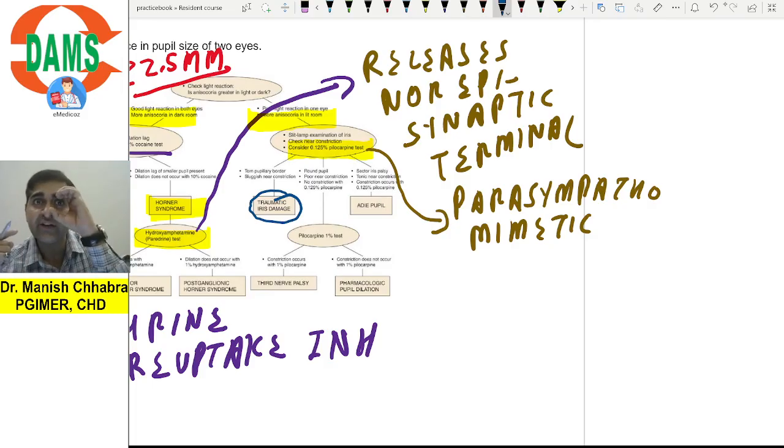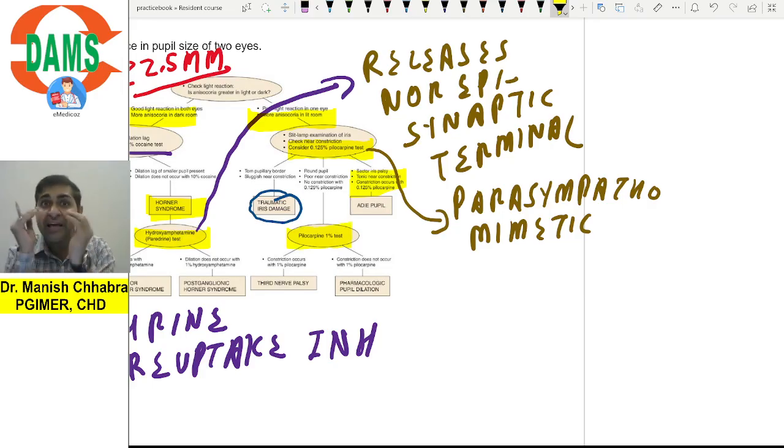In the normal eye, there will be slow constriction, while in the other eye, the eye with Adie's pupil, there will be swift constriction. That will make you think of Adie's pupil. That is why we say that in Adie's pupil there is tonic near constriction. But if there is no effect, what are you going to do? You are going to increase the concentration of pilocarpine from 0.125% to 1%.